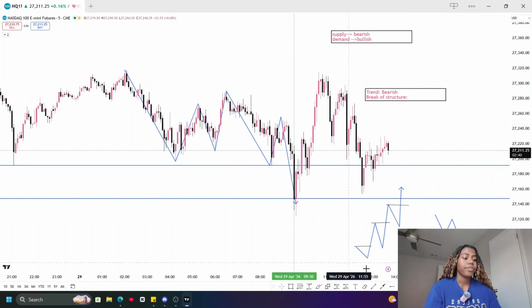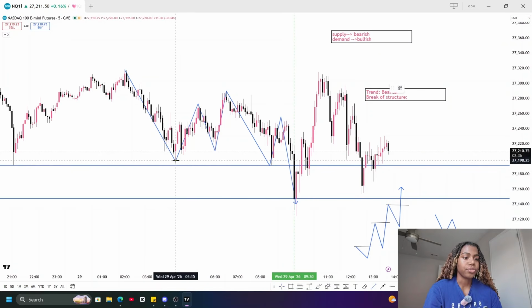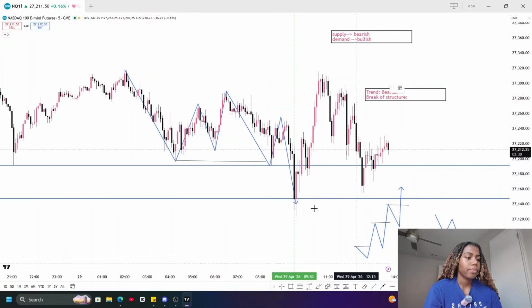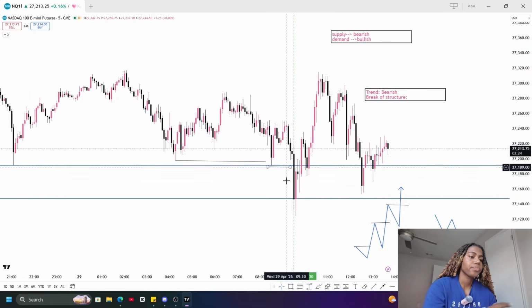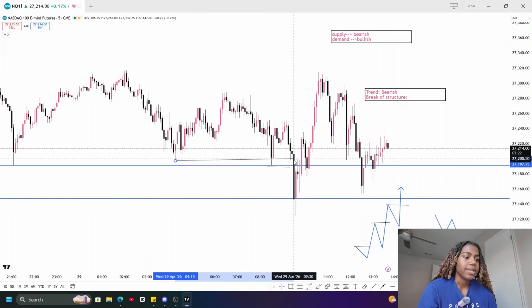So as we're looking for the downtrend, we're looking for breaks of structure to the downside. Boom. Market did that. Boom. Market did that. I'm going to erase some of these lines so you can see it a little bit more clearly. Price came and broke structure.